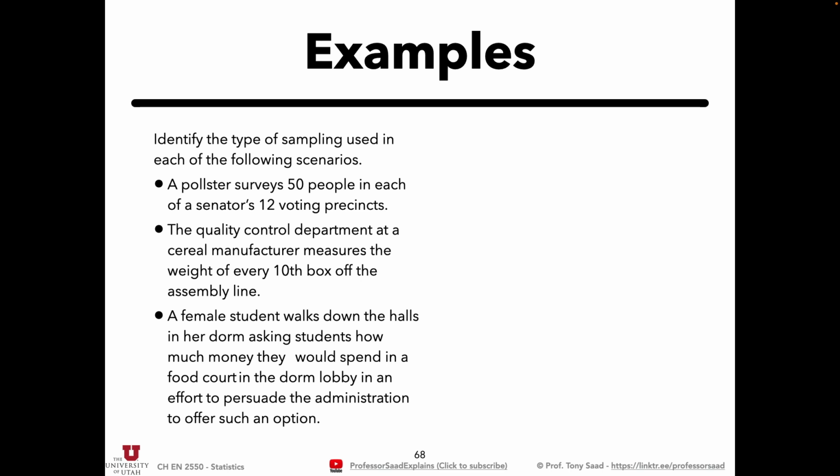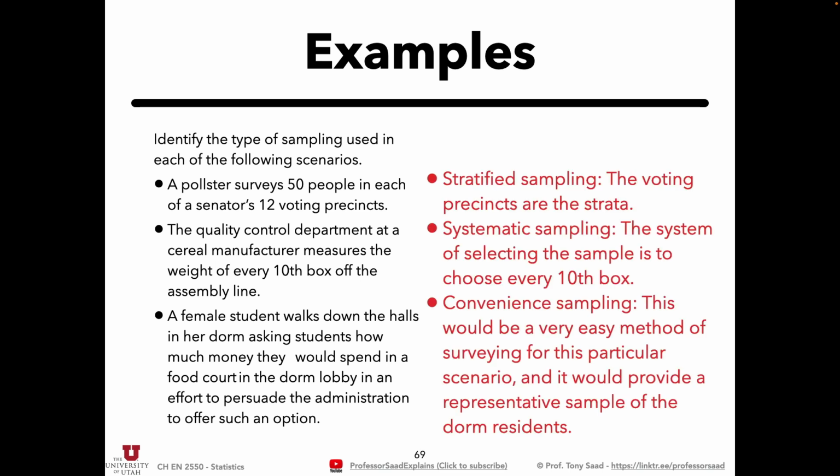So anyways, this is easy, right? This is systematic sampling. The 10th box off the assembly line, right? A female student walks down the hall in her dorms asking students how much money they would spend in a food court, etc. It's convenient, right? These are the dorm people next to me. I just ask them and see how much they're paying, right? It's convenient. It's a convenient sample.